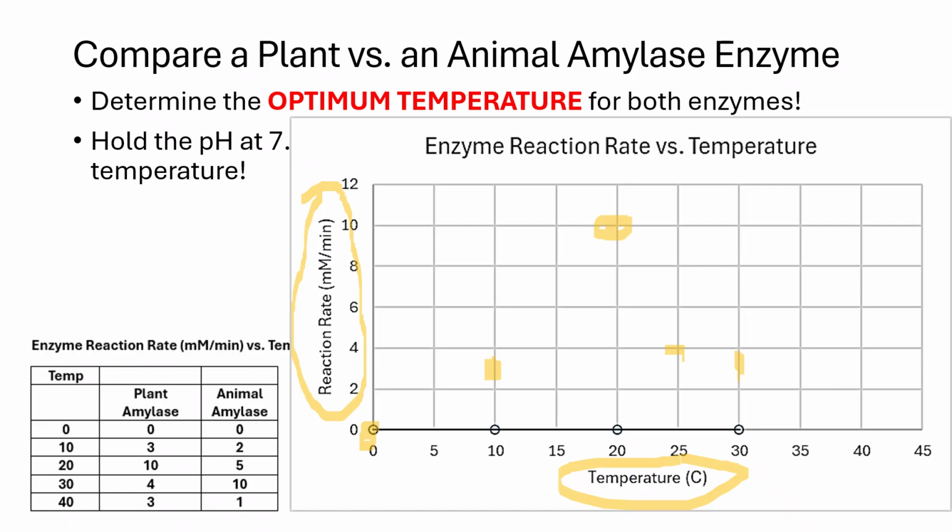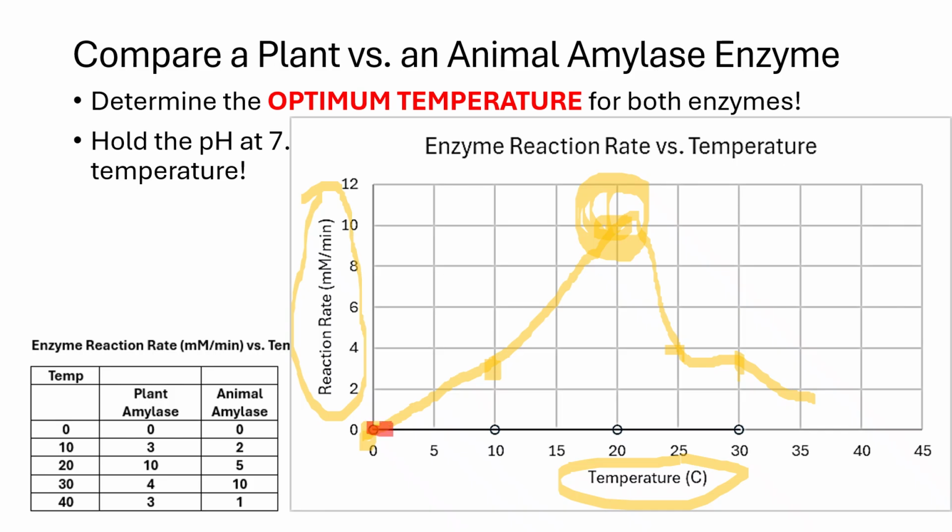Right? So what this is showing me, if you connect these dots as best you can, is that the plant amylase has an optimum temperature of about 20 degrees. Now let's look at the animal amylase.